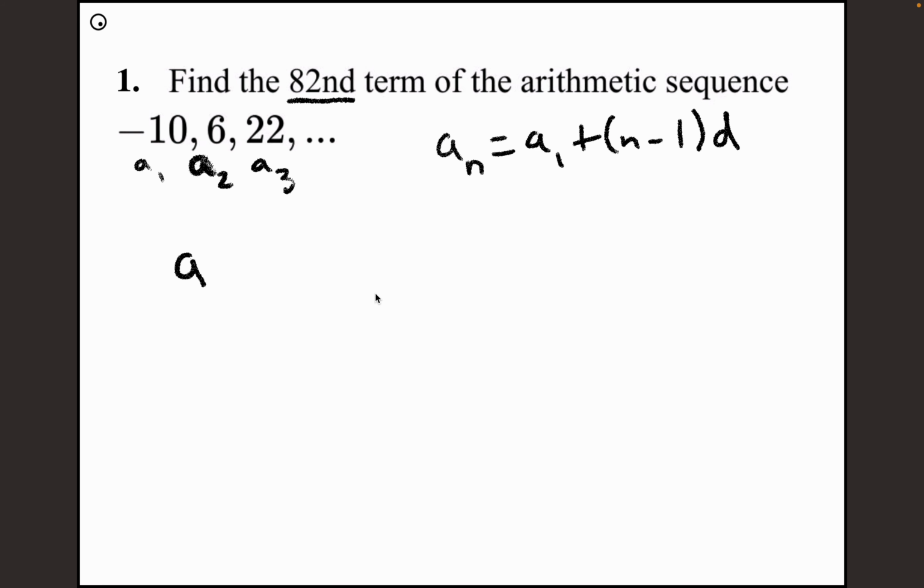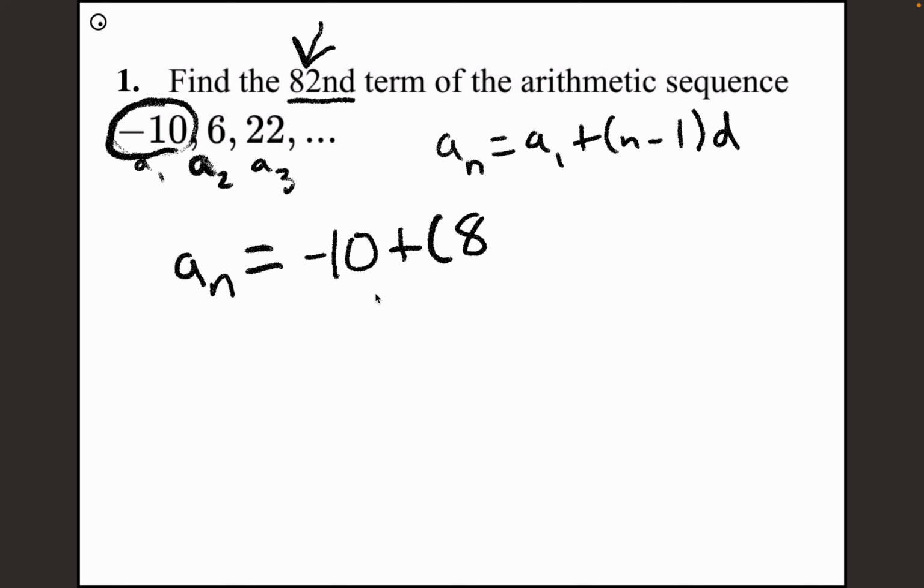Let's go ahead and plug in the values that we have. So for our an, that's what we're solving for, equals a1. So a1 is going to be the very first term that we are given, okay? So it's going to be negative 10. And then we're going to have plus n minus 1. N is going to be that total, the nth term. So n is going to be our 82 right here. So we're going to have 82 minus 1.